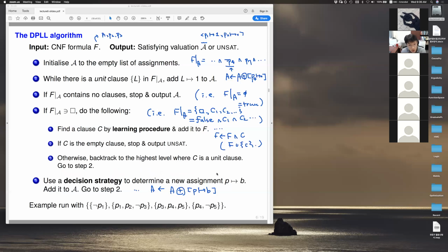So as you see, step 5 makes a bunch of decisions for the propositional variables, okay? And then step 3 is telling us we have to backtrack some of the decisions made by step 5 before, until C becomes a unique clause.